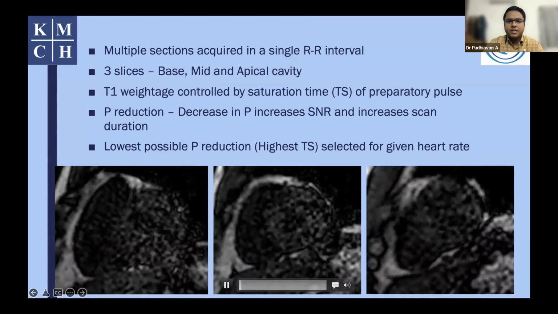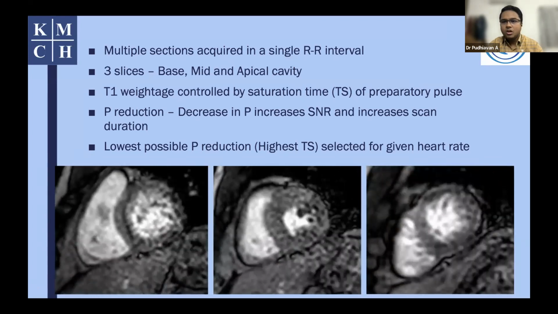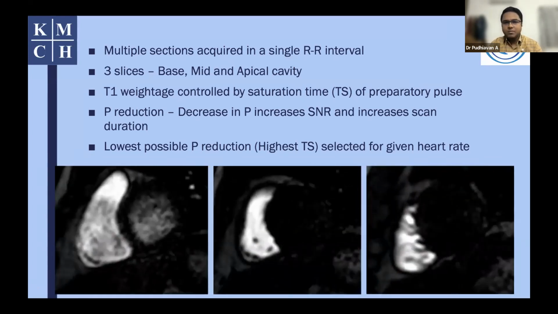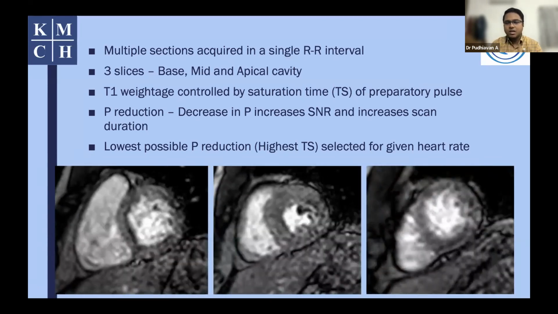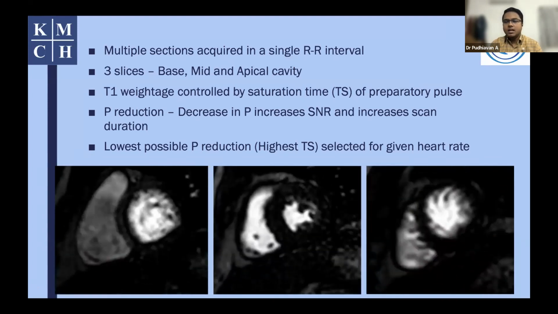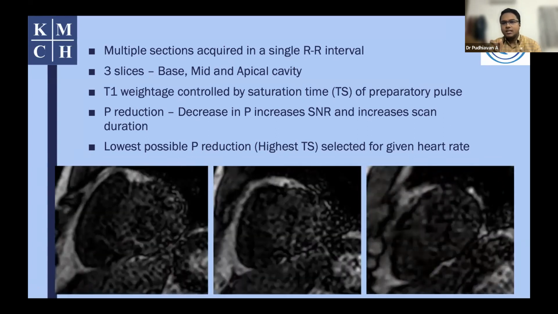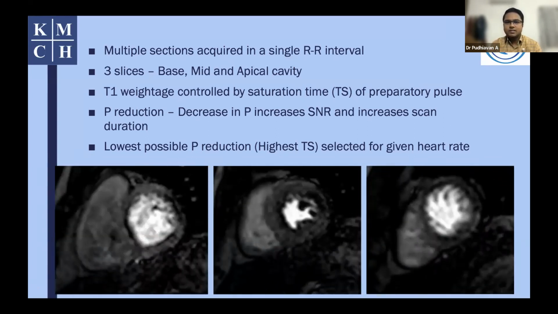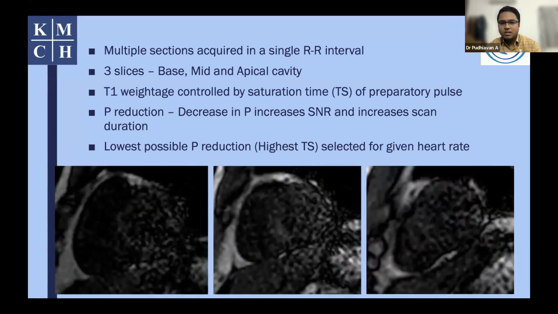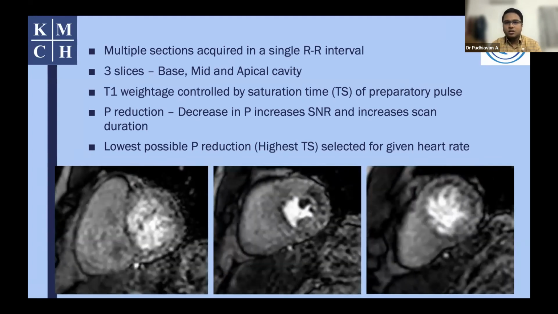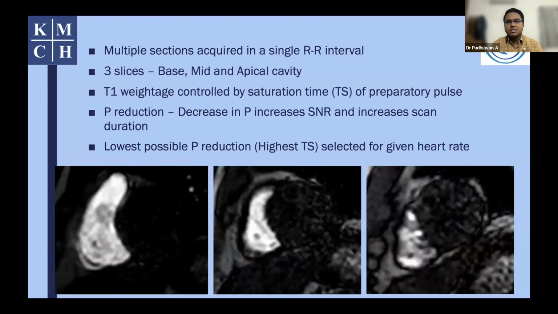Here, the T1 weightage of the image is controlled by something called the saturation time of the preparatory pulse. The saturation time is nothing but the time gap between the preparatory pulse that is given at the start of the cardiac cycle and the RF pulse that is given. This saturation time determines the T1 weightage of the image. So if you give a longer saturation time, the T1 weightage will be more, and a shorter saturation time means the T1 weightage will be less.